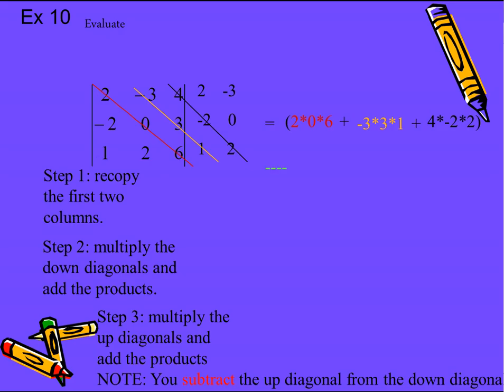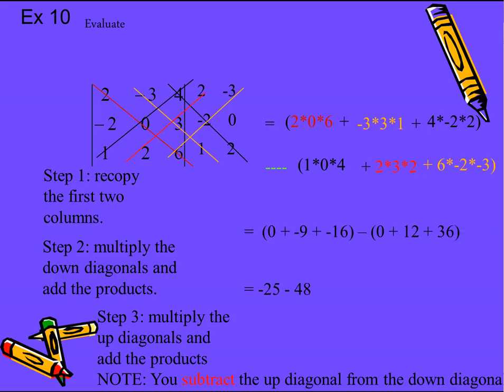So the quantity in parentheses, 1 times 0 times 4 plus 2 times 3 times 2. You see the pattern. Matrices are all about patterns. Once you get the pattern, just follow it. Plus 6 times negative 2 times negative 3. So there's the sum of the descending diagonals. We get the ascending minus the descending. It's just a matter of crunching those numbers, and that's no big deal. If we crunch the numbers, we end up getting, evidently, an answer of negative 73.